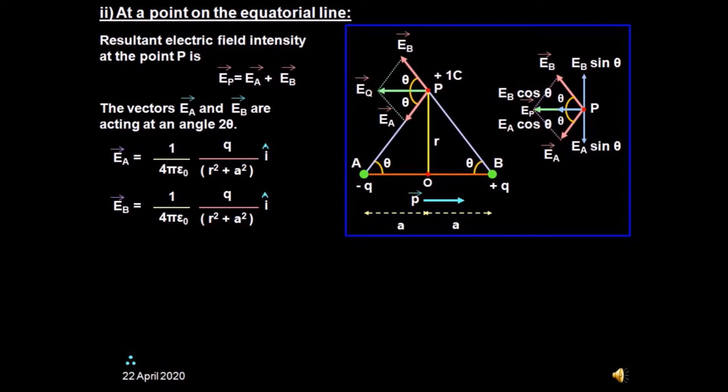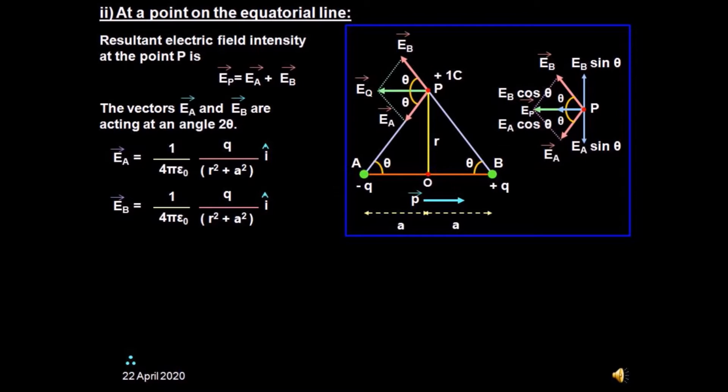So electric field due to a single charge is kq upon r square, kq upon distance square. Now first of all we will consider charge minus q. Due to this minus q, we have to find the electric field at point P. So we need the distance between the point and the charge. So we need the distance AP. Now how to solve AP? So using the Pythagoras theorem we can find AP as root of r square plus a square. Now let us put it in the EA formula.